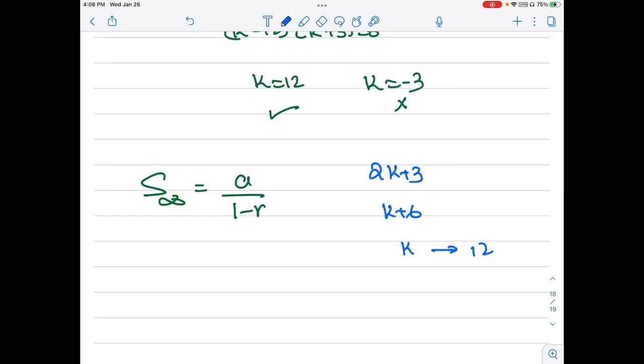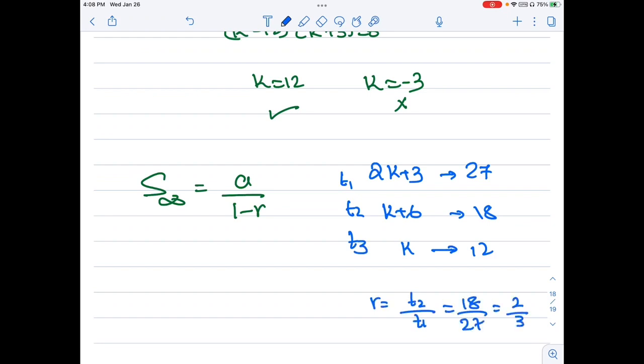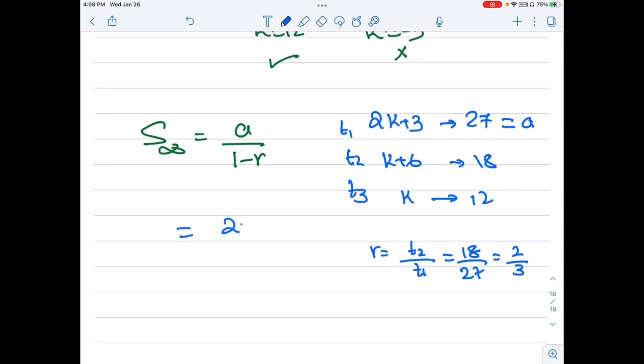k is 12, so this is 18. This is 2 times 12 is 24, plus 3 is 27. So for the common ratio, this is T1, T2, T3. Common ratio is T2 upon T1, which is 18 upon 27, which is 2 upon 3. And the first term is a. So it becomes 27 upon 1 minus 2 upon 3, which is going to be 81.